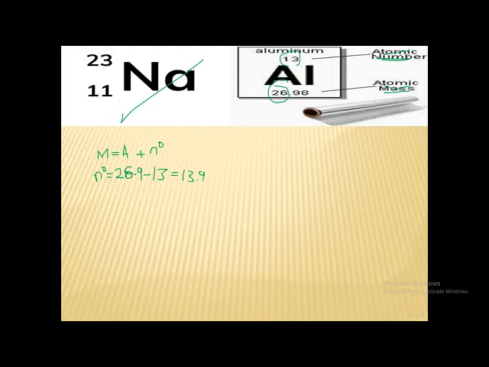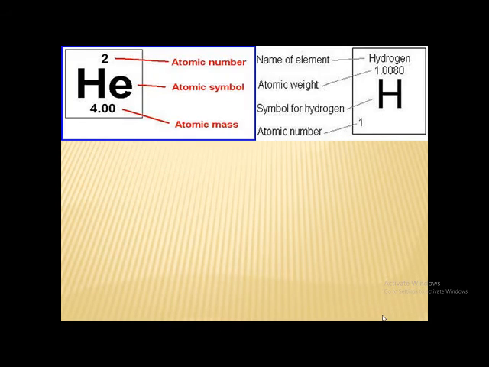So what is the number of electrons? Is this atom neutral or not? Yes, it has a zero charge. If it has a zero charge, that means it's neutral. Because it's neutral, that means we have 13 electrons. Okay, we solved for this example.